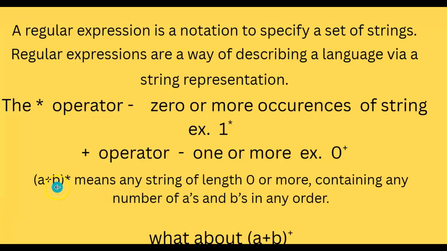Here (a+b)*, again I use the asterisk here, it means any string of length 0 or more, that means 0 or more occurrences of a string containing any number of a's and b's in any order. So like that, can you say what is the meaning of this? What about (a+b)+? I use the plus operator here. So if you use the plus operator, what is the meaning? 1 or more occurrences. So this notation will specify a language, a string can contain 1 or more occurrences of a's and b's in any order.